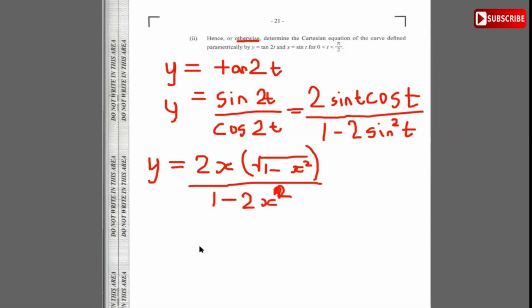Can I simplify this? Yes, I can. So y is equal to, well, I'll leave it like that. That is y. All right, I could simplify it. I'll leave it like that. So y is 2x times the square root of 1 minus x squared over 1 minus 2x squared.